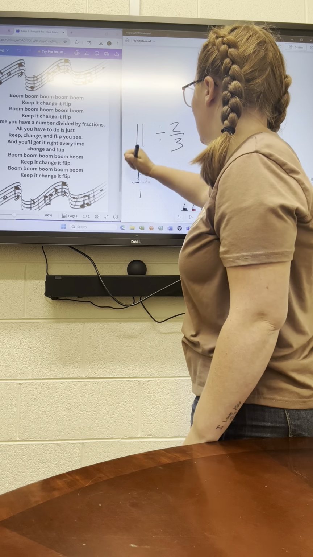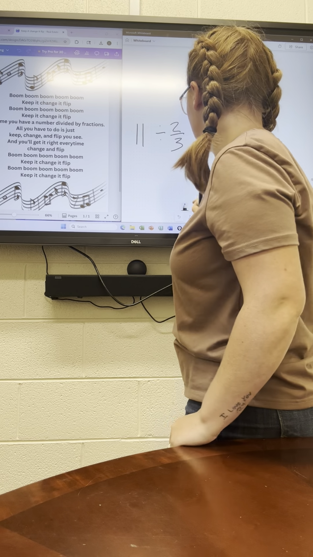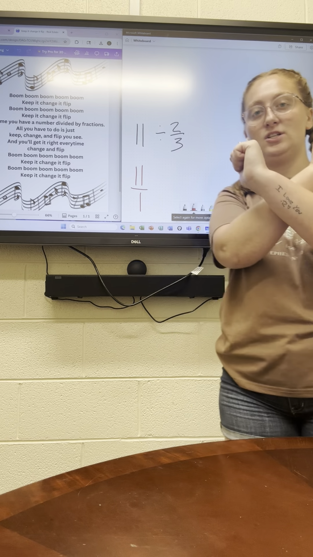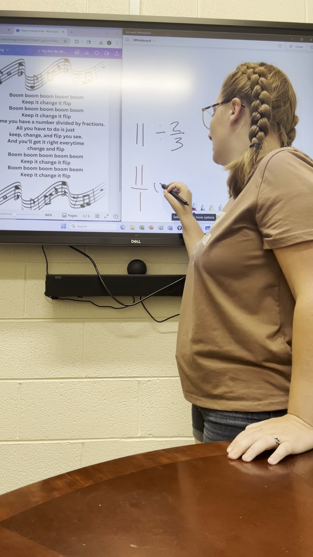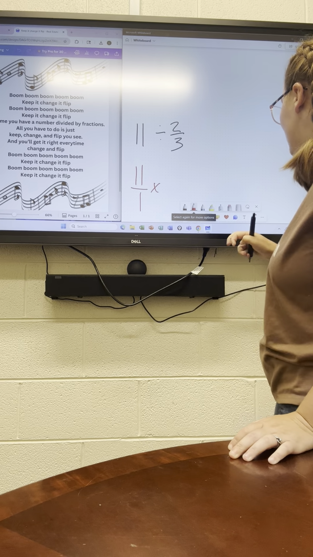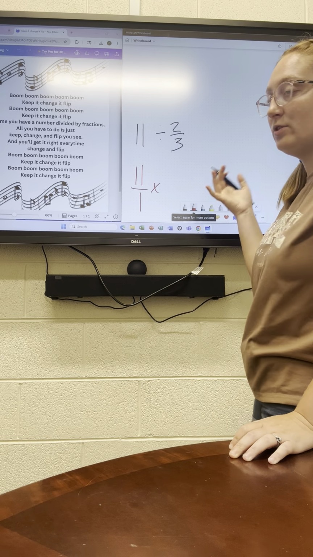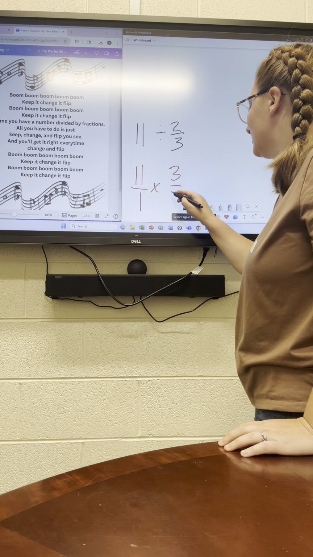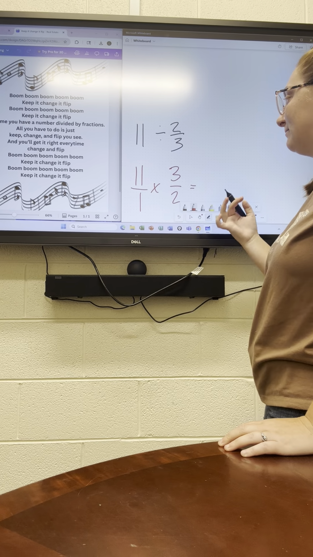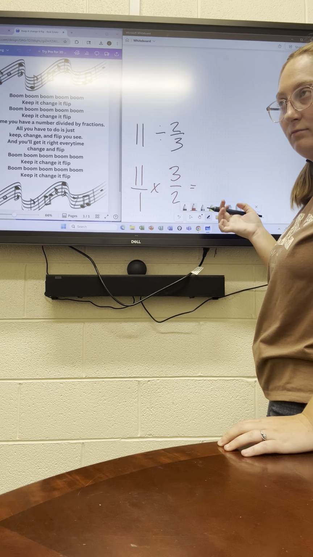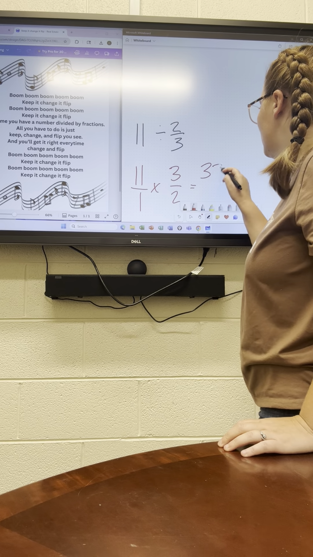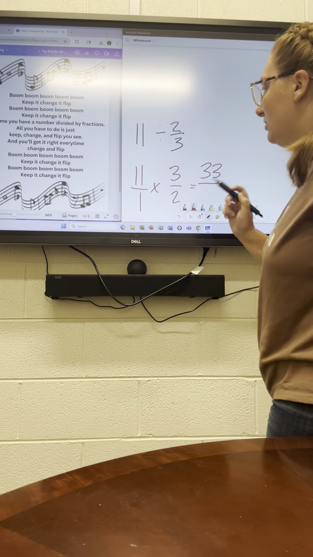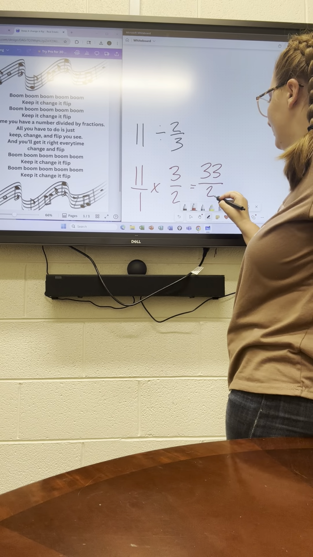Okay, there we go, 11 over 1. Now I have to change it. So I changed division to multiplication, good. And then I changed 2/3 to 3 over 2, perfect. Now I multiply. So 11 times 3, 33. And 1 times 2 is 2.